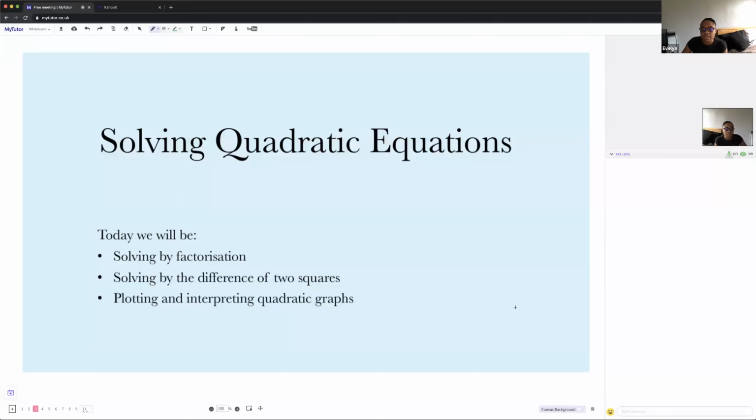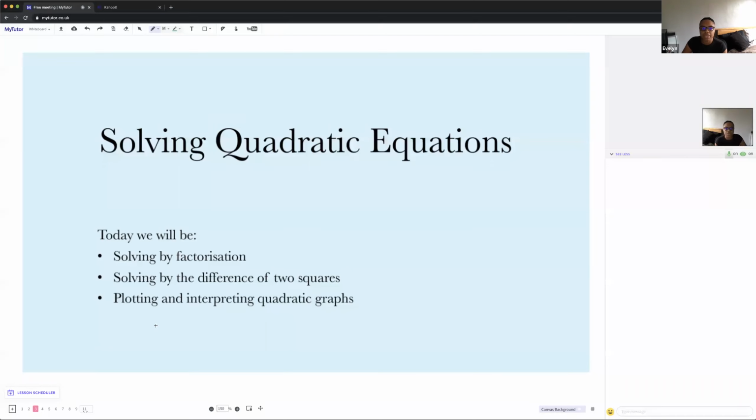And someone asks, is it in a higher paper? Yes, that sort of question can come up in both foundation and higher. Foundation, it will probably be more towards the middle to end of the paper. Higher, it will be probably towards the middle to beginning of the paper. So for both exams, it might come up.